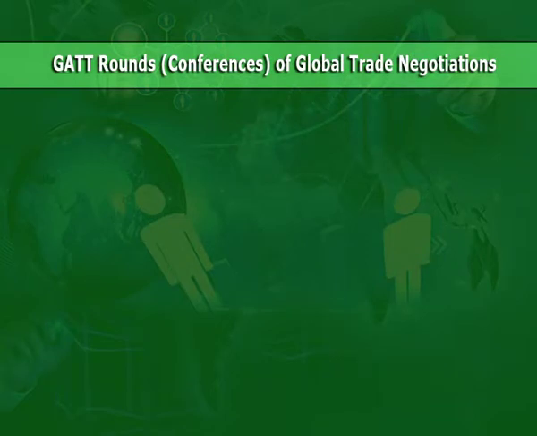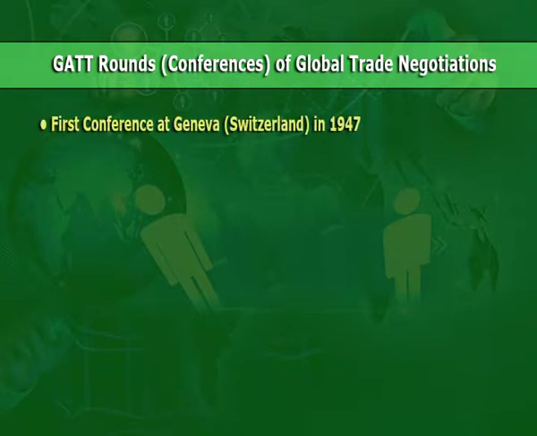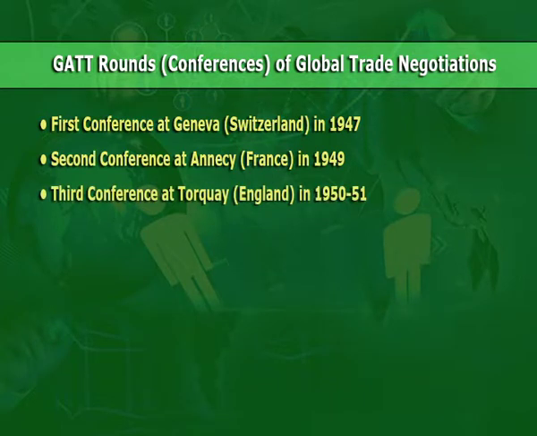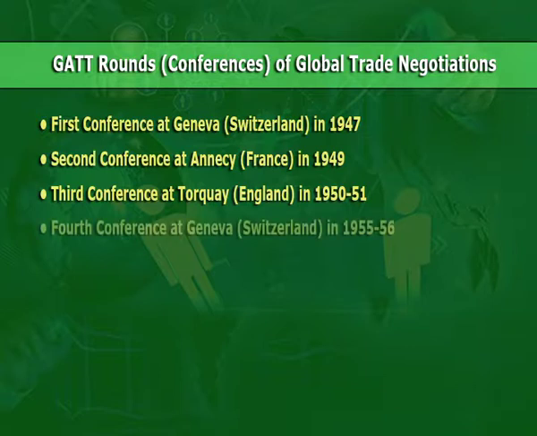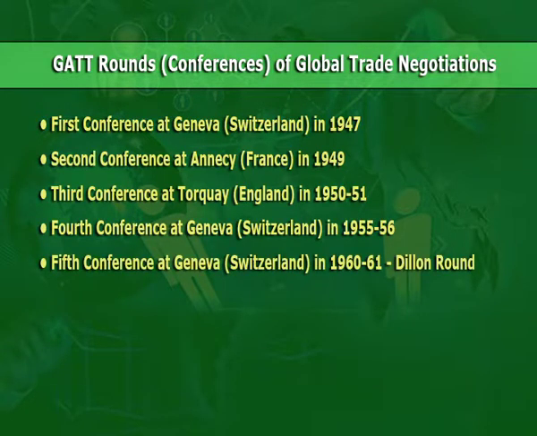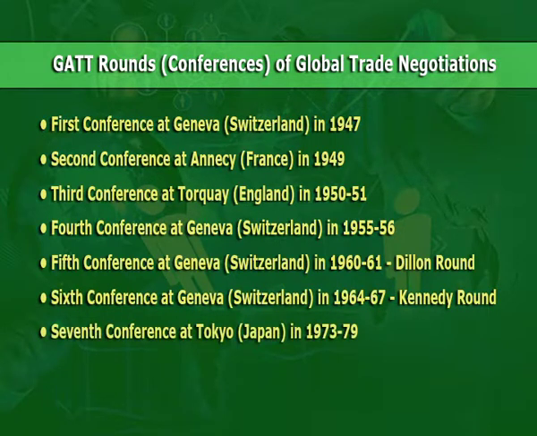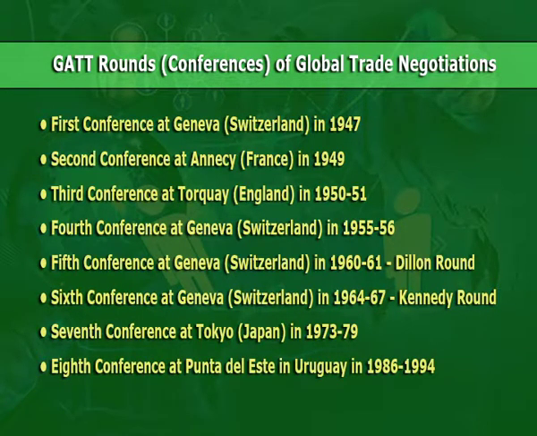Now friends, let us have a look at GATT rounds or conferences of global trade negotiations. The first conference took place at Geneva, Switzerland in 1947. The second conference at Annecy, France in 1949. The third conference took place at Torquay, England in 1950-1951. The fourth conference at Geneva, Switzerland in 1955-56. The fifth conference was held again at Geneva in 1960-61, also known as the Dillon Round. The sixth conference was held at Geneva in 1964-67, also popularly known as the Kennedy Round. The seventh conference took place at Tokyo, Japan in 1973-79. The 8th conference in Punta del Este in Uruguay in 1986-1994.